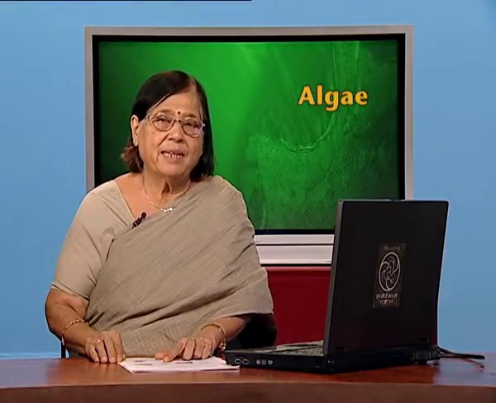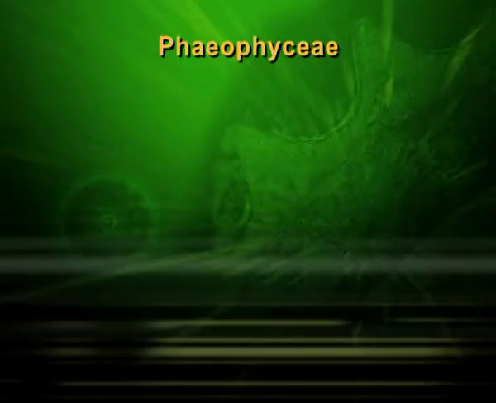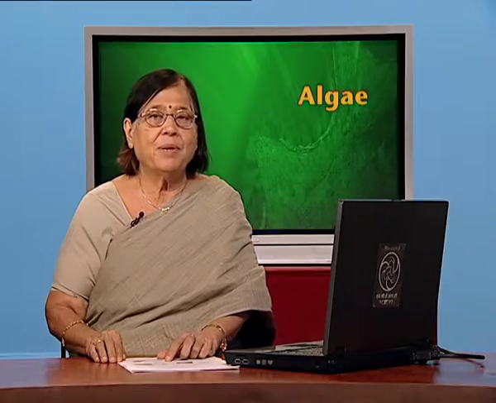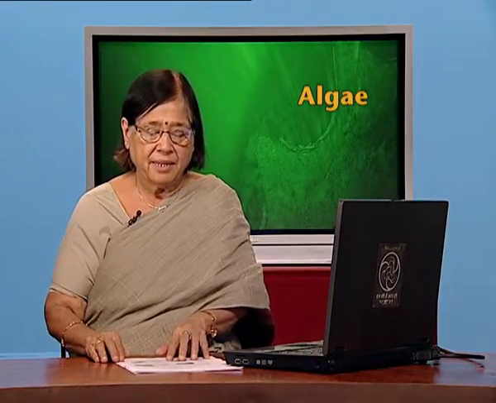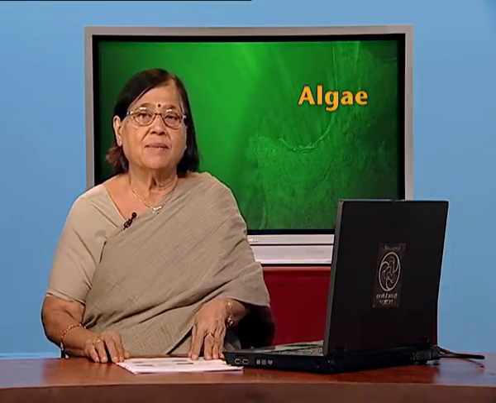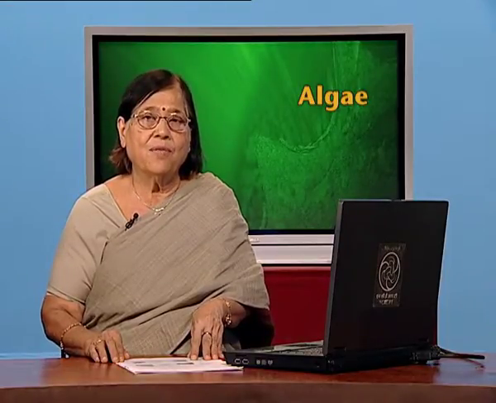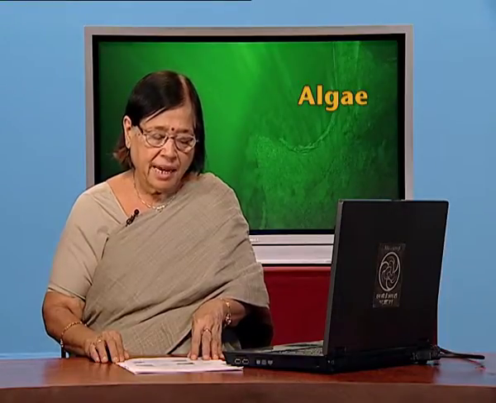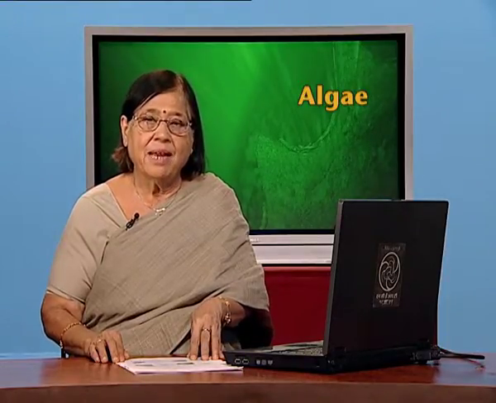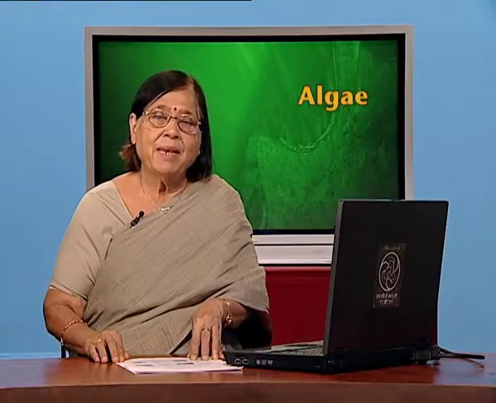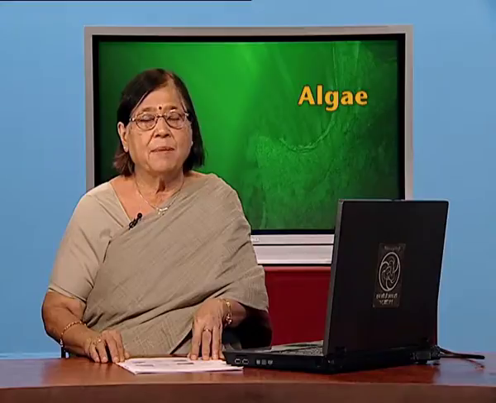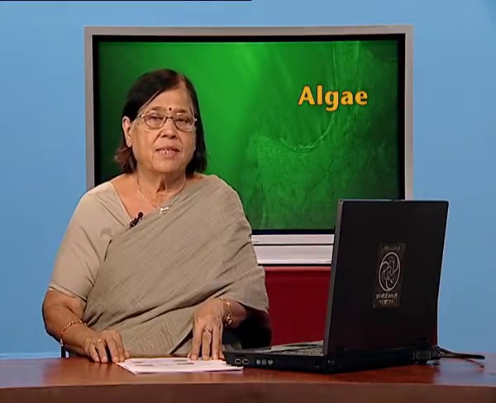Now, we come to the second class of algae, Phaeophyceae. This is also known as brown algae, and it is also quite predominant in nature and does some very important things for us. It has chlorophyll A and C, and also it has carotene and xanthophyll. That means it has many kinds of pigments for photosynthesis and hence participates richly in photosynthesis.